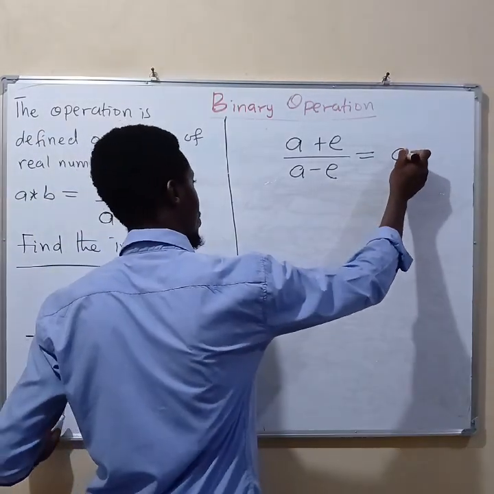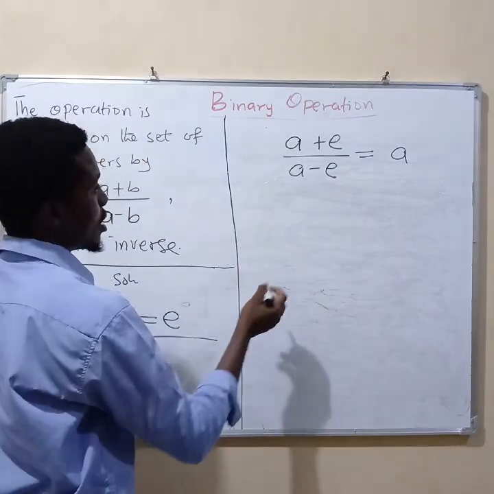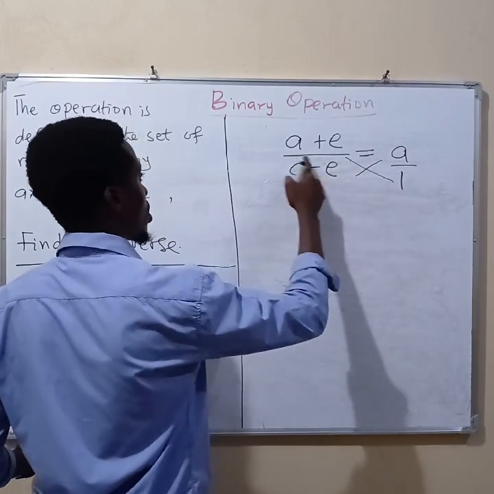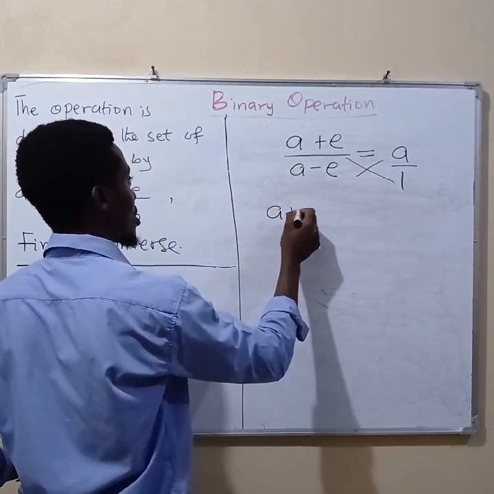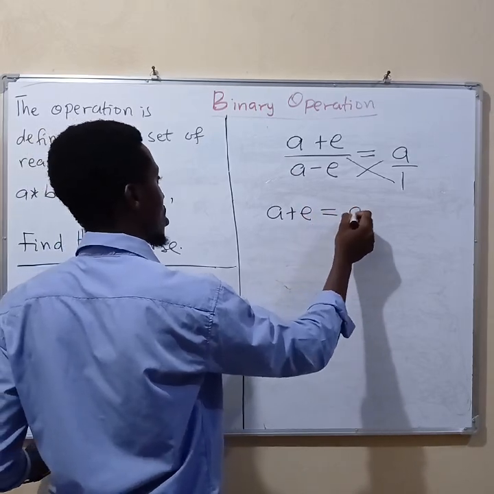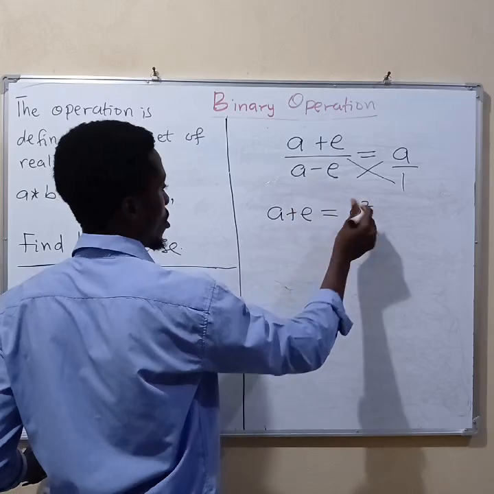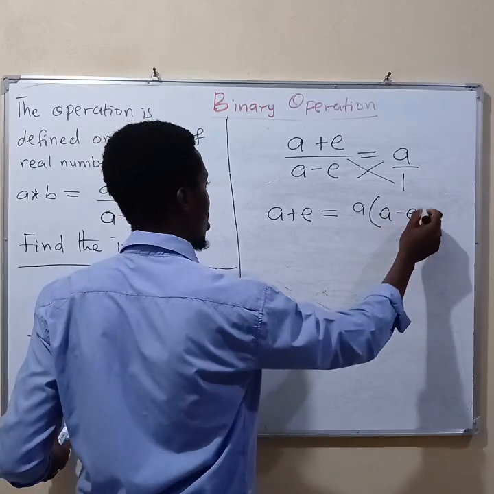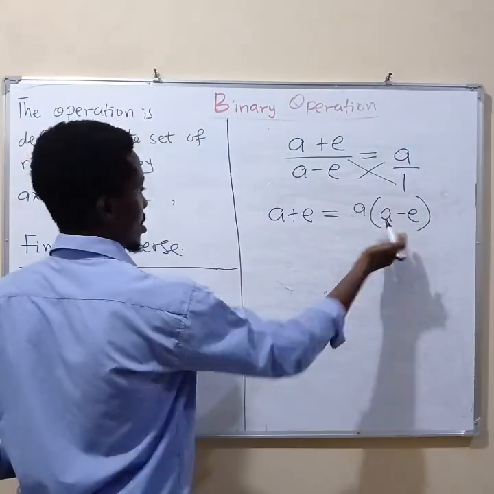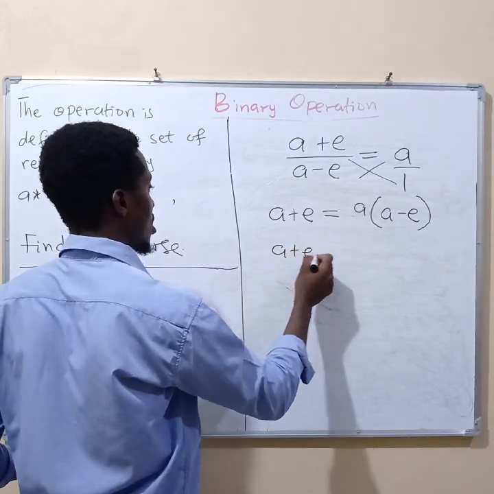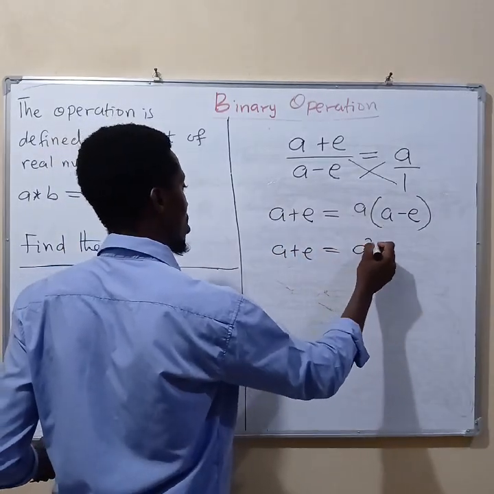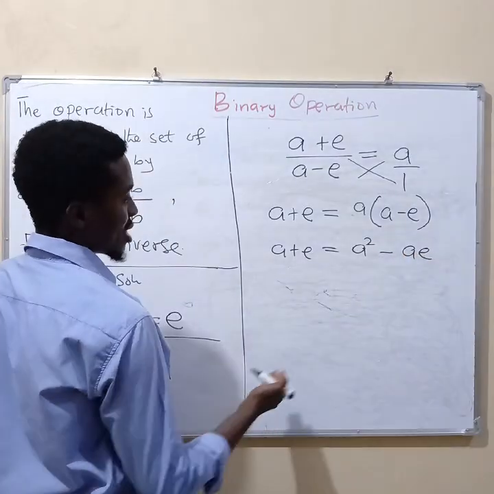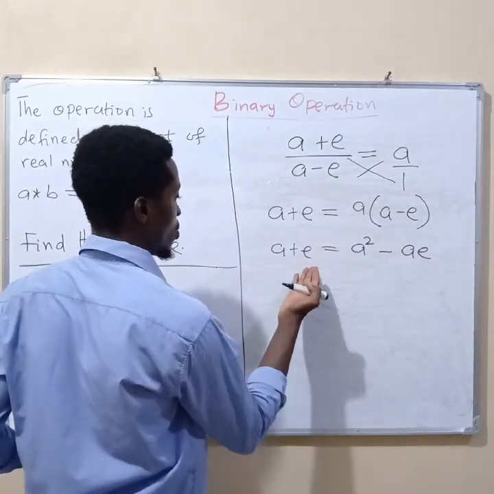And then this is equal to A. So how do we solve this? Easy. We treat this as over 1, and then we cross multiply. So 1 times the whole of this gives me A plus E being equal to A times the bracket A minus E. So we expand this. We are having A plus E equals A squared minus AE. We are interested in E, so we bring it here and we maintain this E.